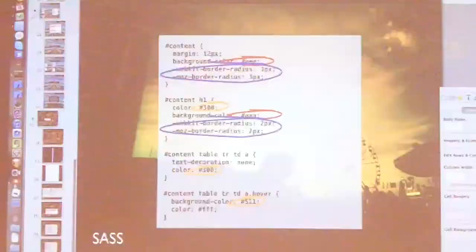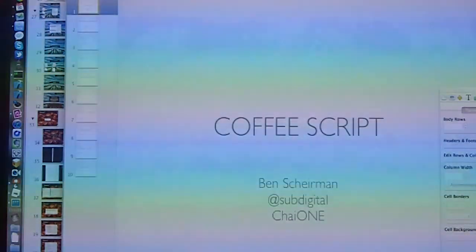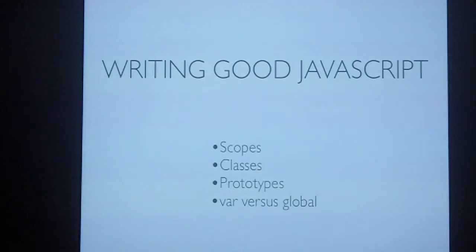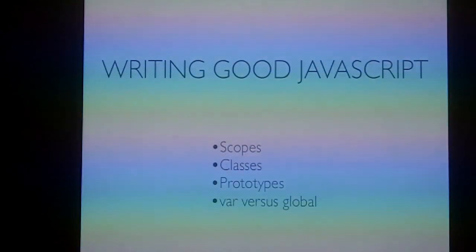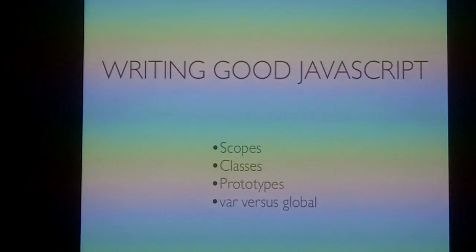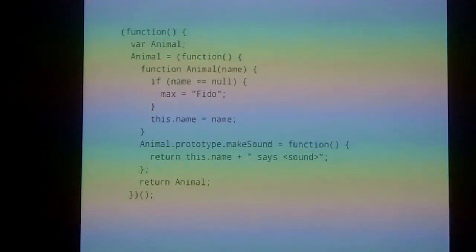So let me switch over to a different slide deck real quick. I said a minute ago that writing good JavaScript means we understand what scopes are. We know how to write prototype inheritance for classes. We know what prototypes are, var versus global scope. There's a whole lot of things.